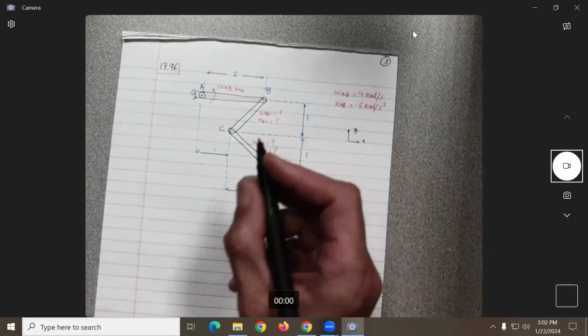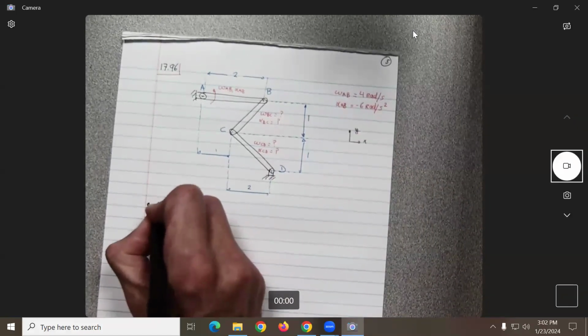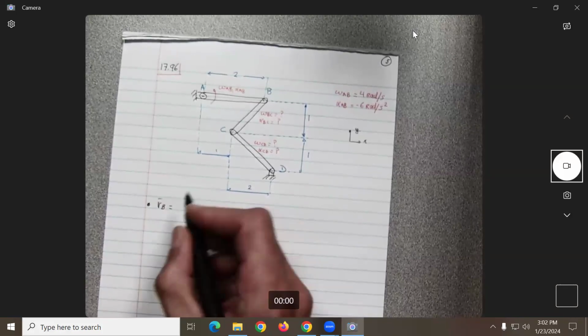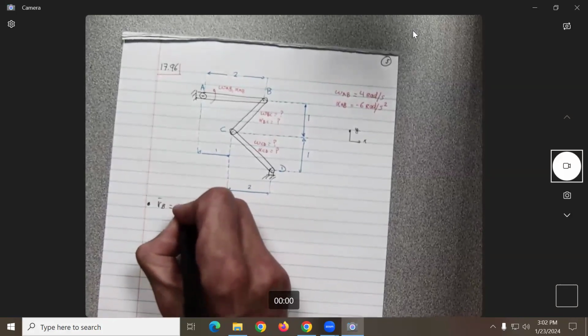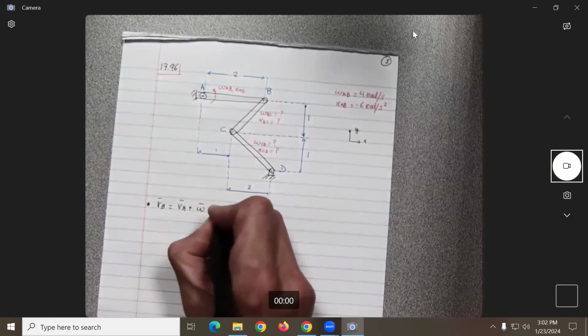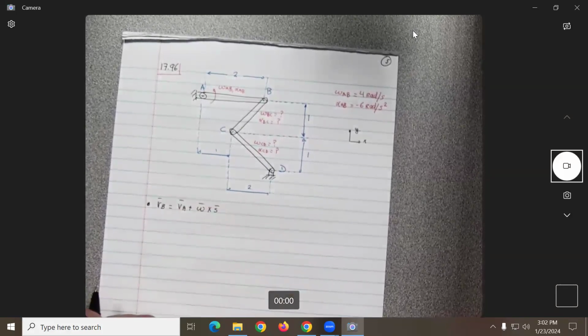So, all right. Velocity of B from point A will be equal to what? VA plus omega cross what? S of what? What is the trick that I gave you? Which one goes first?